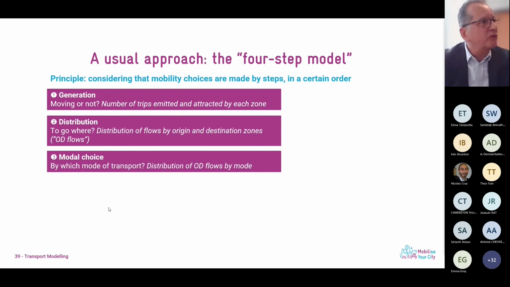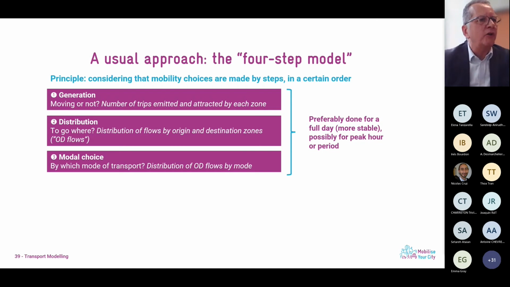And then when I have chosen to go out of my home and to go to this other place, the next question is by which mode of transport? So this is the modal choice, the way to distribute the origin destination flows by modes. Of course, in reality, it's much more complex. If I have no modal option, I will probably not go out. Probably I also choose my destination according to the transport modes available. It is a simplified way of representing things.